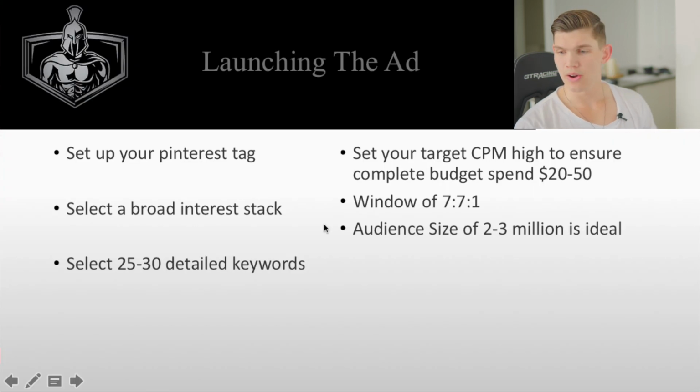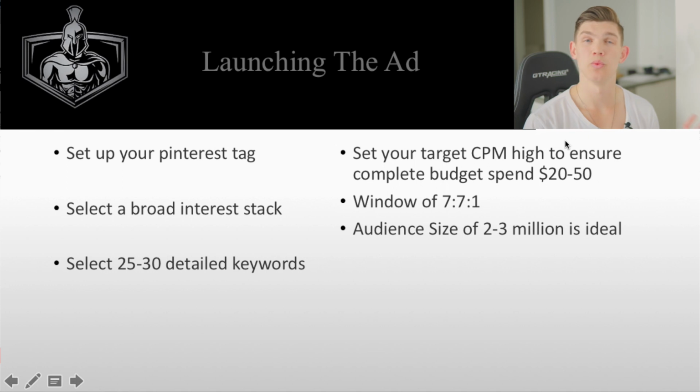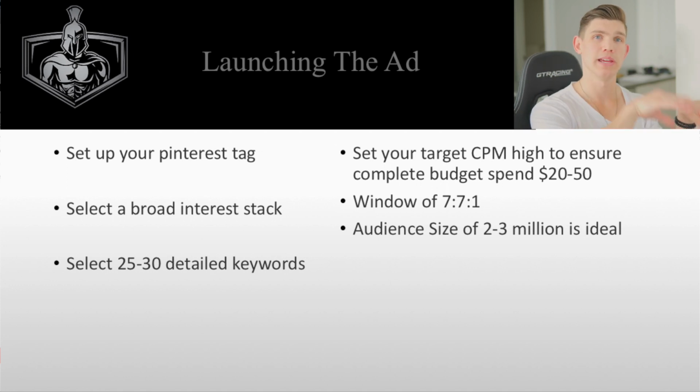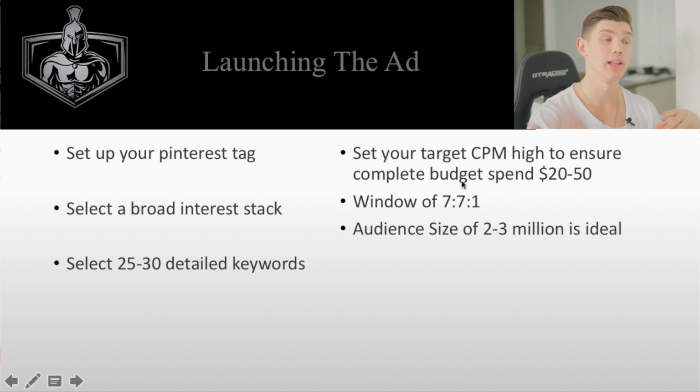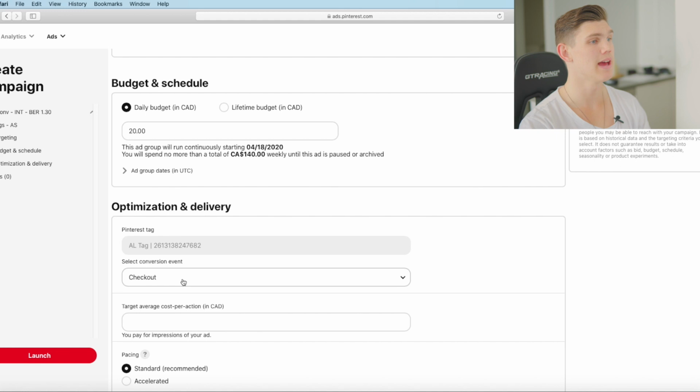And then as you can see over here, it says to set your target CPM to ensure complete budget spend. So I put 20 to 50 because on average with my interest ads, I'm spending anywhere from $100 to $500 per interest. So I want to set my CPMs quite high. I'll actually typically do about 50 to 80, but basically do it in relation to what your daily ad spend is. So if you're spending $20 a day, you're going to want to make your CPM relatively high.